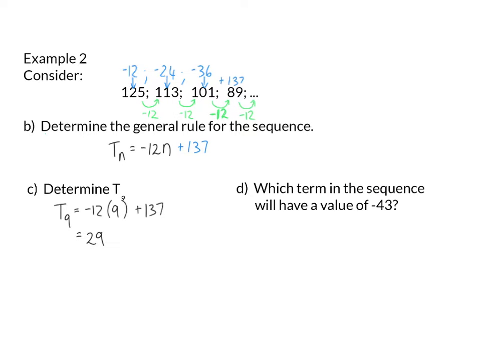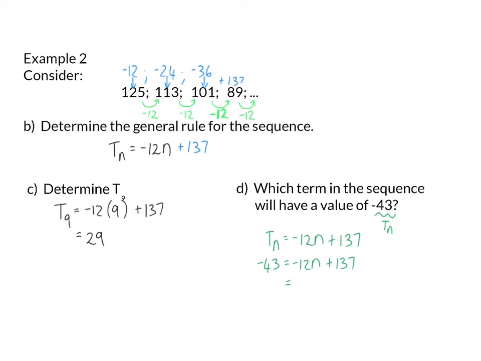Question D. Which term in the sequence will have a value of minus 43? This time the value of a specific term, or the Tn, is given. So when I substitute into my general formula, I will change Tn on the left-hand side to minus 43. Next, we can solve the equation to solve the value of n, and that will give us the position of this specific term.